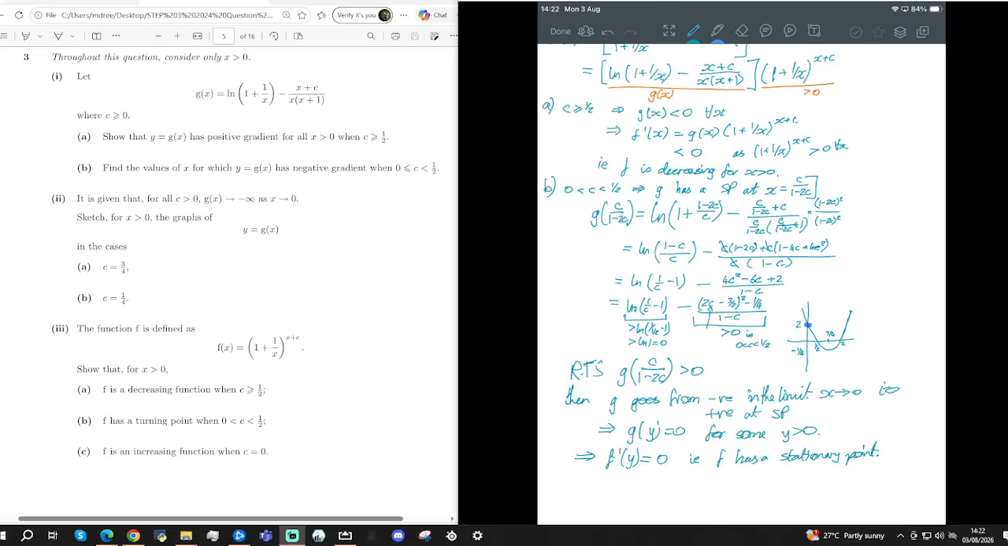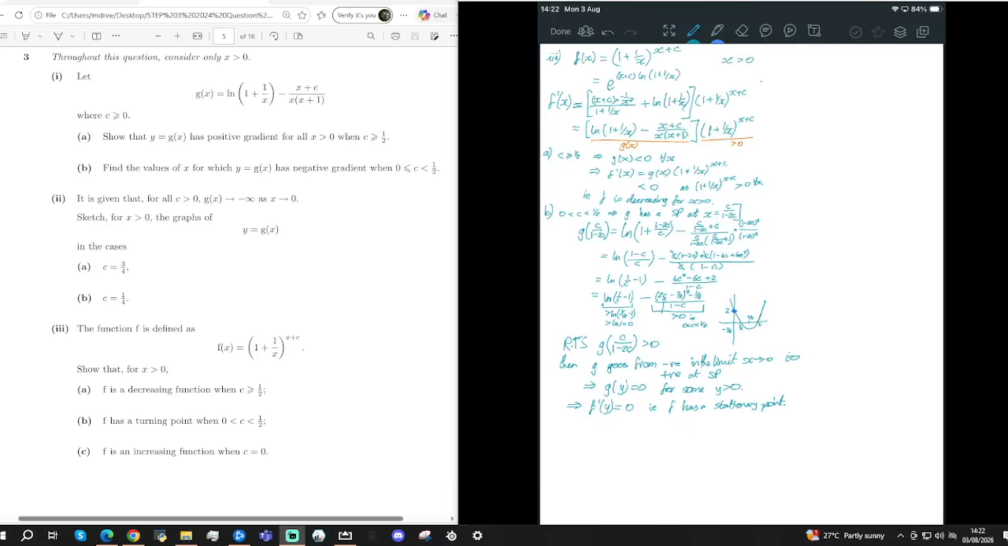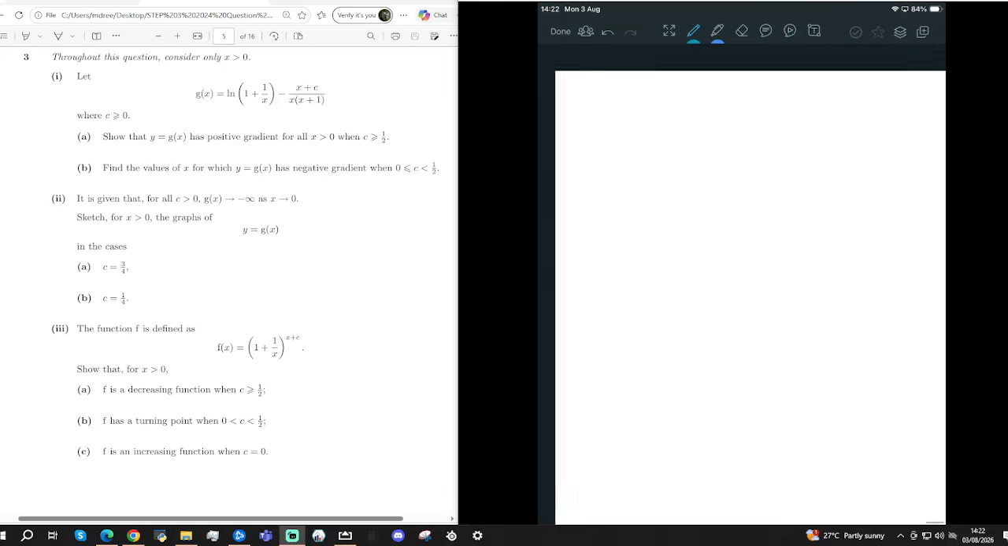To show that G at that value is positive, we got a bit stuck on. I'll probably go back and have a look at that after I finish recording this video. I'll leave some space around here and I'll fill in the working after.